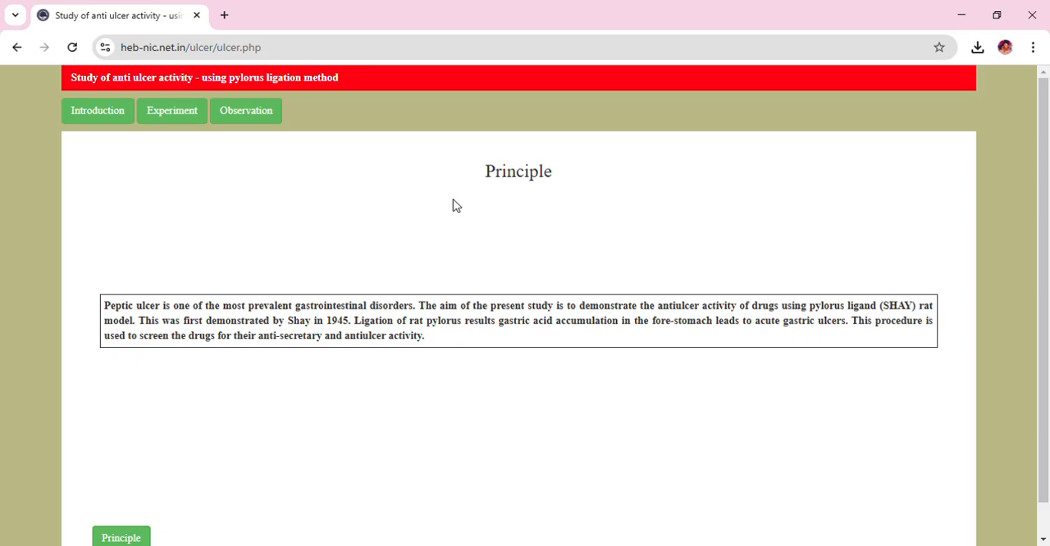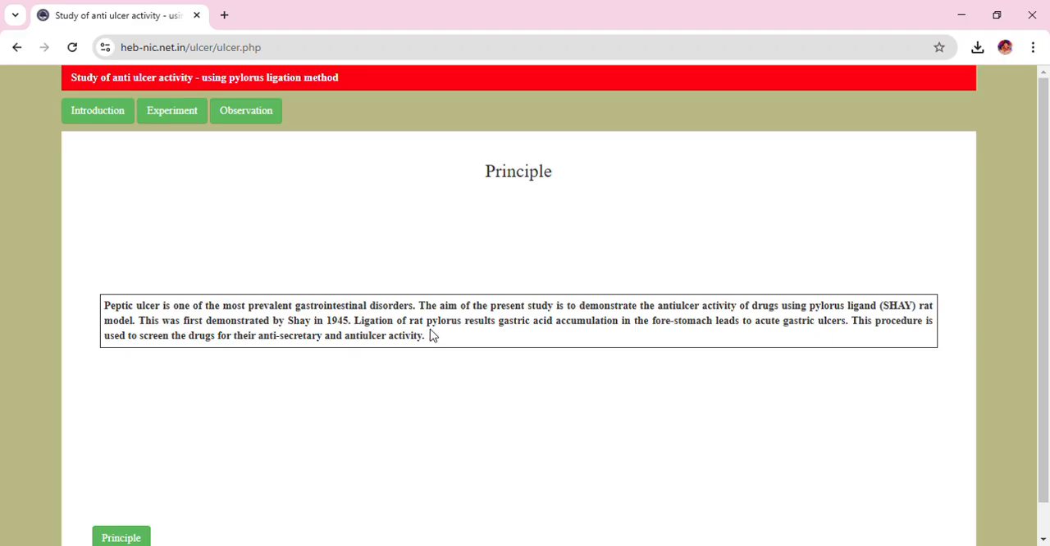As we know, peptic ulcer is one of the most prevalent gastrointestinal disorders amongst all GIT disorders. The aim of this present study is to demonstrate the anti-ulcer activity of drugs using the pylorus ligation method of rat model. This was first demonstrated by the scientist Shay in 1945. That's why this procedure is known as the Shay rat model.